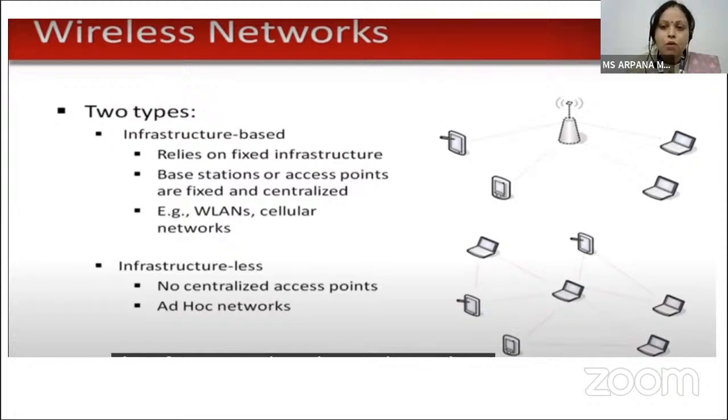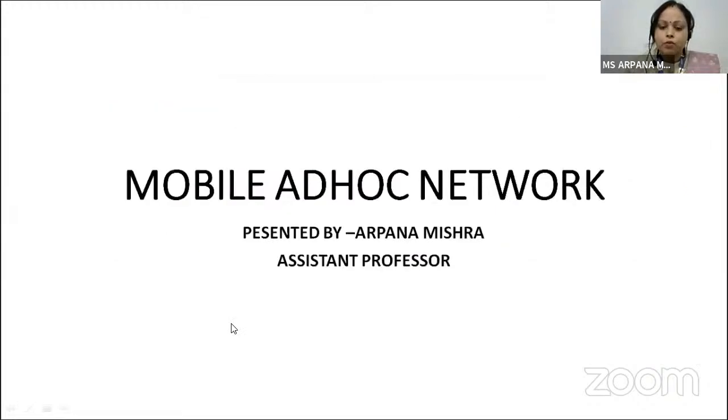Next is infrastructure less. In infrastructure less wireless networks, there will be no centralized access points, meaning there will be no base station. In the topmost diagram, you can see there are no centralized points and no base station. The access points do not need to communicate through a base station. They can directly communicate with each other, with no need for control from a central access point or permission from base stations. The examples of infrastructure less wireless networks are simply ad hoc networks.